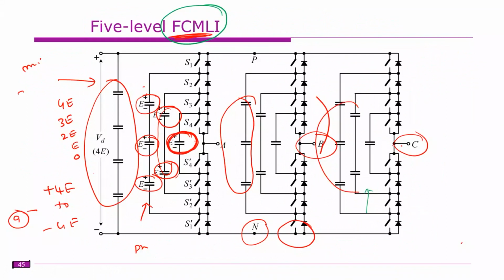So this is 6, right? So (m minus 1) into (m minus 2) by 2. So you have 5 levels, right? 4 into 3 by 2. So that means 6 is required. This is 6 per phase. You require 6 per phase.